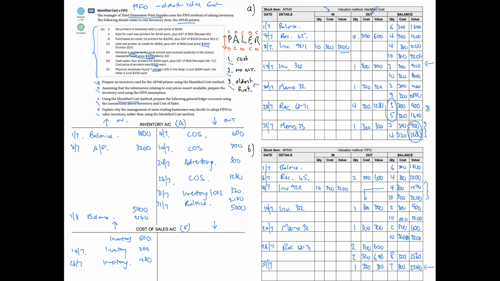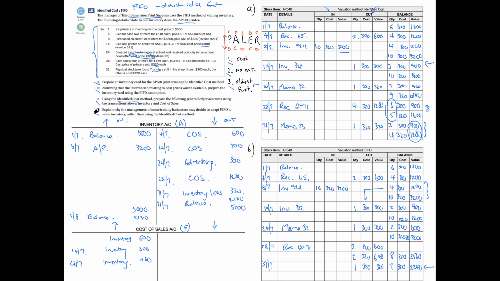Now, in terms of Part D, I am just going to talk to this because we've run out of room. Explain why the management of some trading businesses might decide to use FIFO to value inventory rather than identified cost. We go through that in a few other worked example videos, so you can look at them in a bit more detail. But the keen eyes might have gone, FIFO is not the accurate one here.